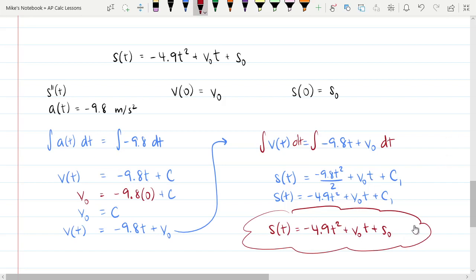All right, so this is finding a particular solution. Again, it's very much exactly what you just did in finding a general solution, but now you're finding the value for the constant.